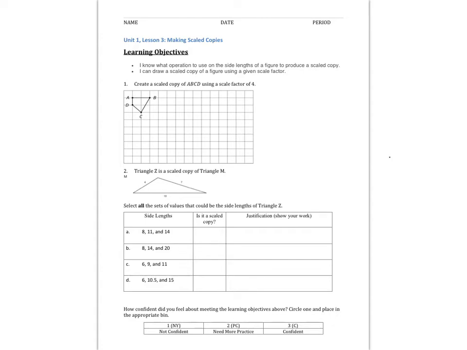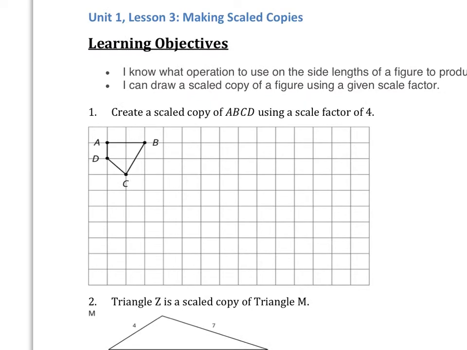So let's take a look at question 1, which says create a scale copy of ABCD using a scale factor of 4. So that means I need to increase all of the side lengths by 4. Now, for the segments AB and AD, that's pretty easy, right? We can see AB has a length of 2 and AD has a length of 1. So to increase that, all I'm going to do is multiply that by 4.